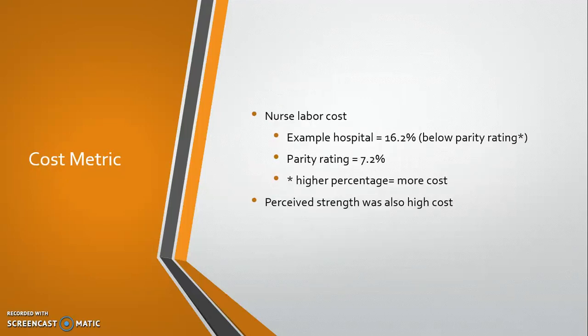Cost metric. As mentioned previously, the hospital indicated that its nurse-to-patient ratio was its strength. But looking at cost benchmark data showed that nurse labor at 16.2% at the example hospital was below parity rating, which is at 7.2%. In this case, the higher the number, the worse the metric because we're looking at costs. This cost analysis showed that the perceived strength of the hospital came at a very high cost.